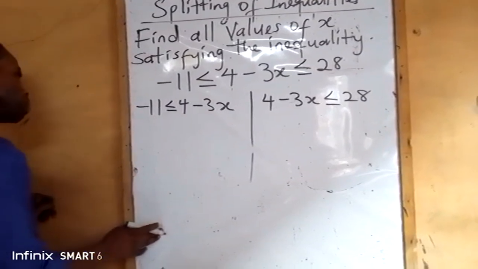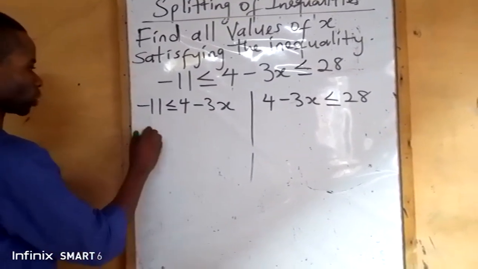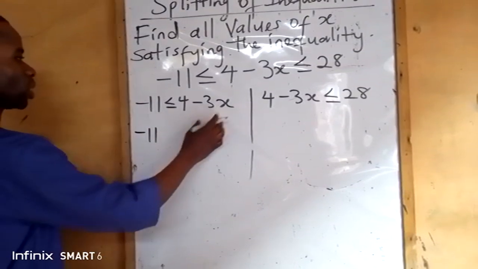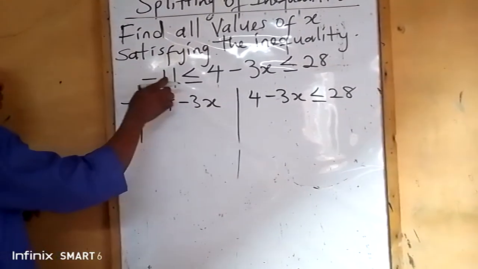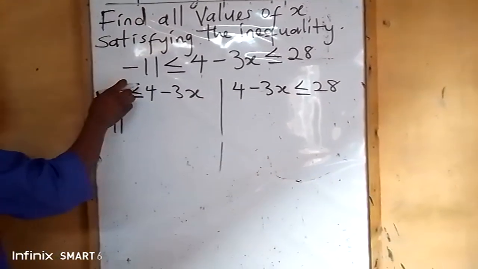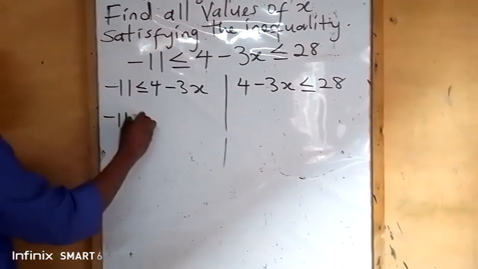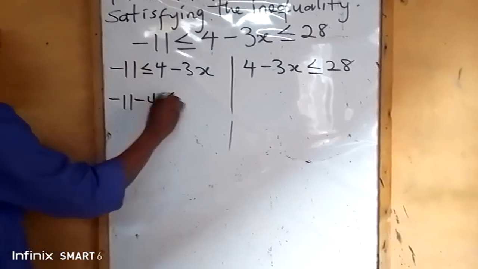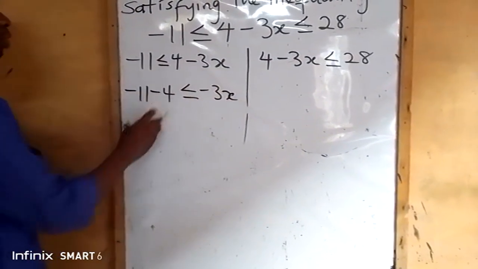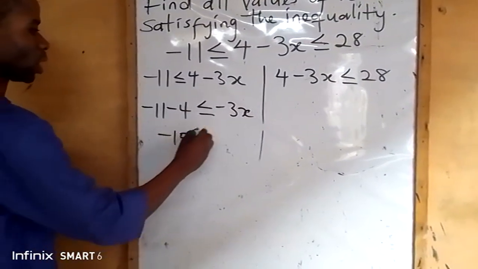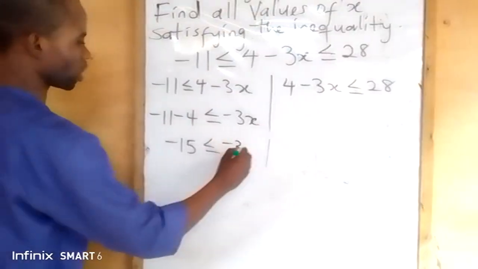You can just say minus 11. Bring this 4 to meet its like terms, so the plus in front of 4 will turn to minus when it comes to this side. Minus 4, so minus 11 minus 4 is minus 15, less than or equal to minus 3x.